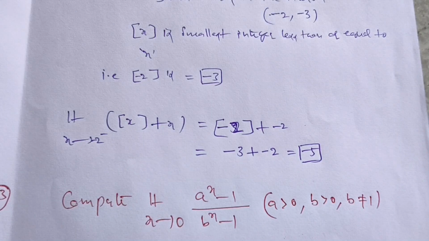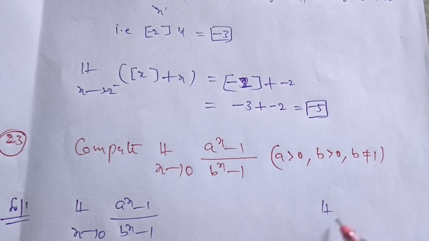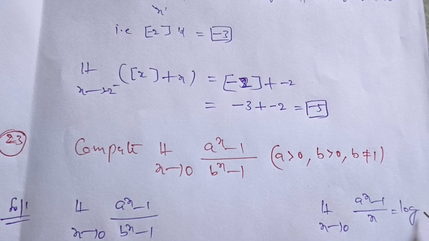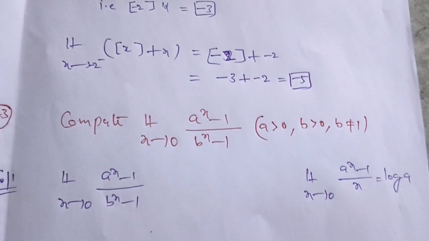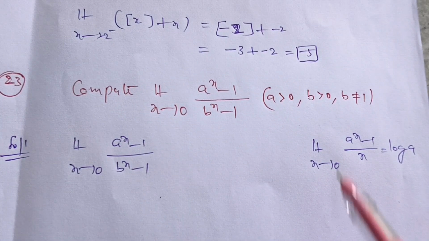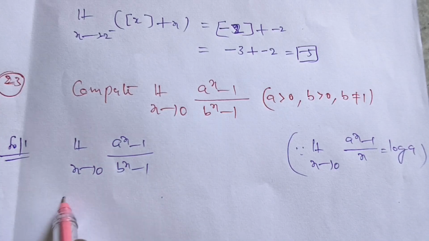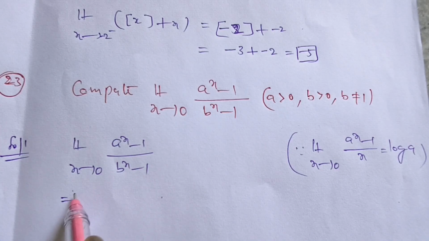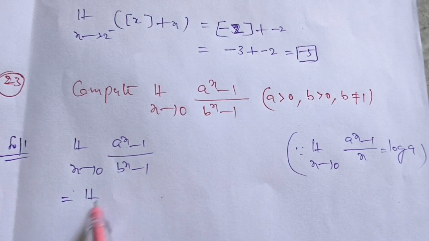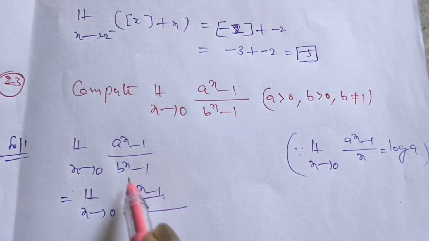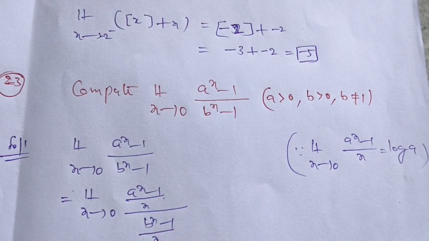Now compute limit x tends to 0, a power x minus 1 by b power x minus 1. Here a greater than 0, b greater than 0, b not equal to 1. To solve this, we remember the standard limit formula: limit x tends to 0, a power x minus 1 by x is equal to log a. So to convert this problem into this formula form, we divide numerator and denominator by x. So a power x minus 1 by x, by b power x minus 1 by x.